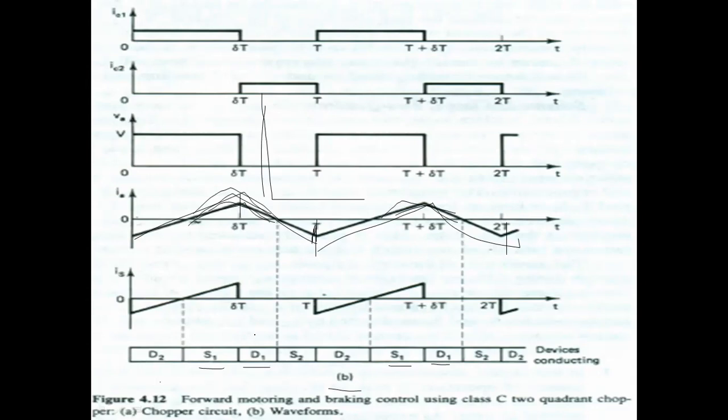Similarly, if you increase the speed above the no load speed, it will produce a negative IA and the waveform will be shifted downwards. At that time, S2 and D2 will be conducting. When the IA shifts upwards to positive, S1 and D1 will be conducting. That means when IA is positive, S1 D1 conducts, and when IA is negative, S2 and D2 will be conducting.